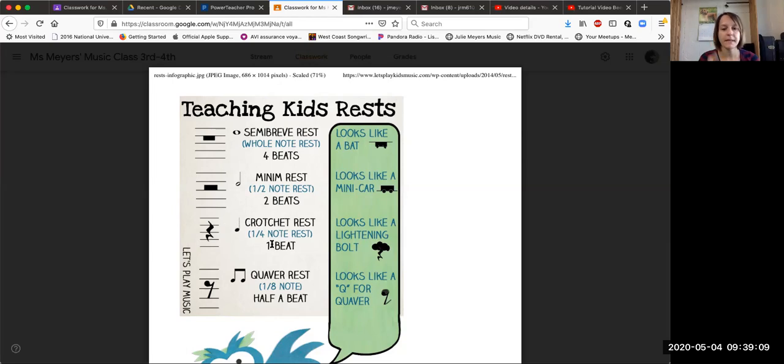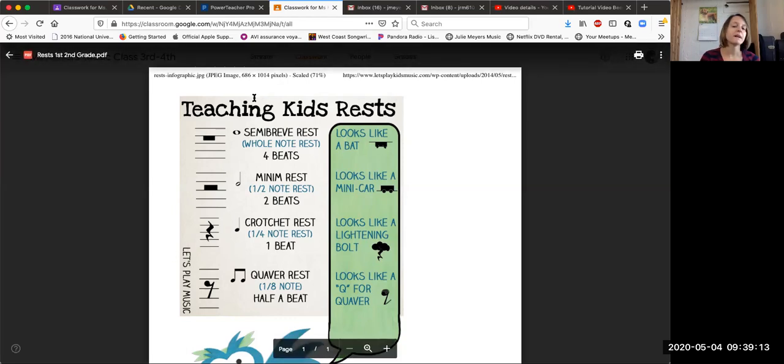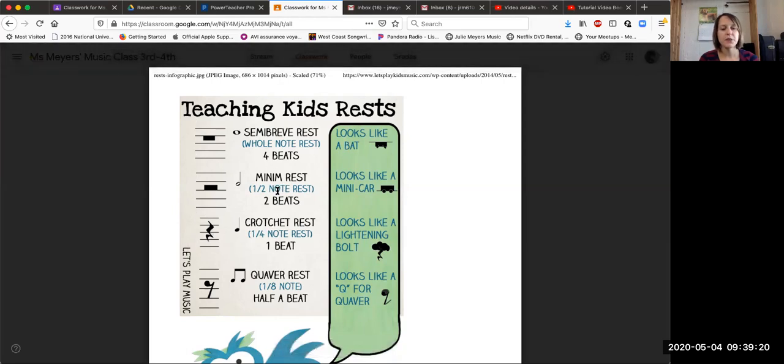Okay, it gets 1 beat. It looks like a lightning bolt. I like that, okay? Don't worry about the eighth note rest. That's not on your quiz, okay? Just worry about these 3 over here. Whole rest, which gets 3 or 4. Half rest, which gets 2. Quarter rest, 1. Okay, and what they look like.